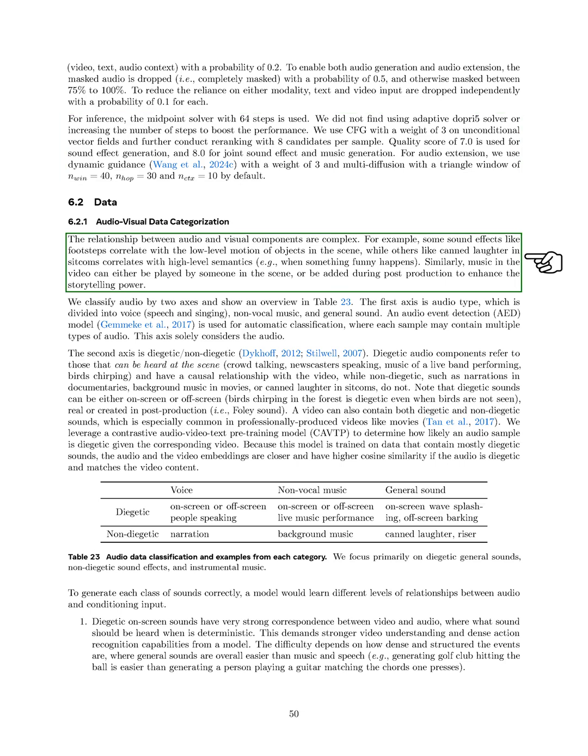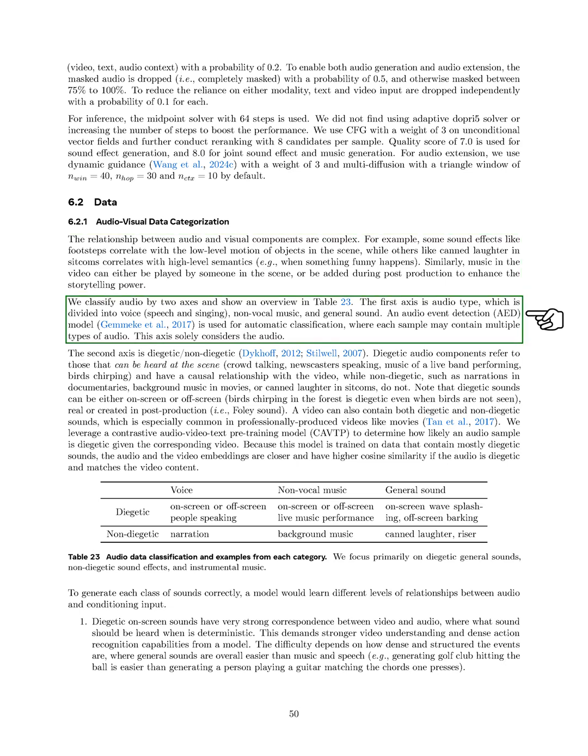Next, we categorize audio-visual data, noting the complex relationships between audio and visual elements. For instance, some sound effects, like footsteps, relate to low-level objects, while others, like laughter, connect to higher-level semantics. Music can be performed live or added in post-production to enhance storytelling. We classify audio along two axes: audio type, voice, non-vocal music, general sound, and diegetic versus non-diegetic audio. We use an audio event detection model for automatic classification, recognizing that each sample may contain multiple audio types.